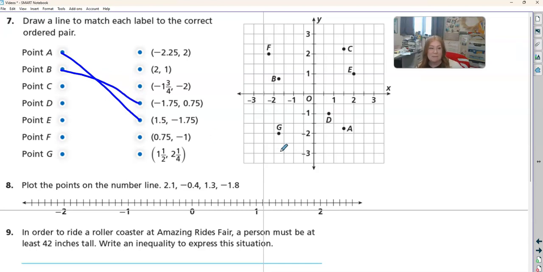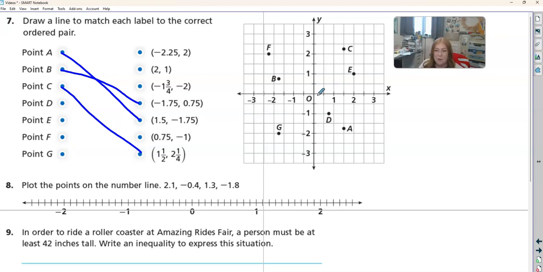C, we're going to go over positive 1.5 and up positive 2 1/4. So we're looking for first positive 1.5. No, no, no, no. Oh, here's a positive 1.5 and then a positive 2 1/4. So there's C. Okay, I'm going to do D with you, and then I'm going to have you try E, F, and G on your own.